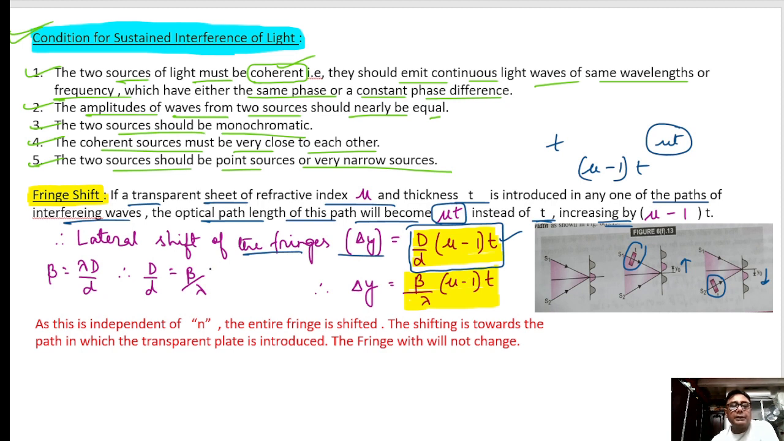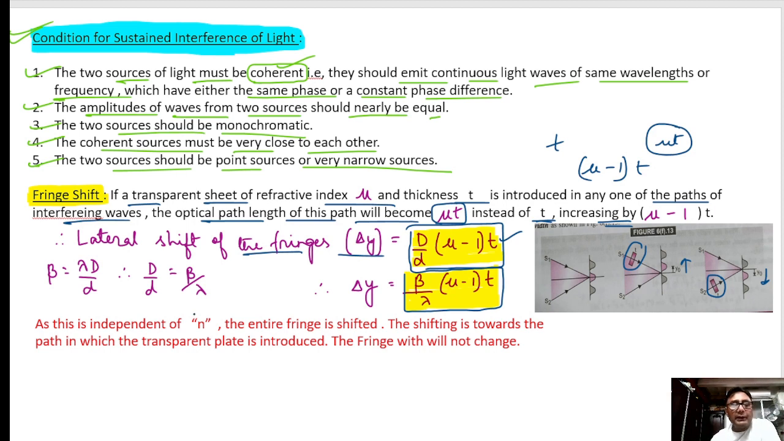So d by D is beta by lambda. That means the fringes will shift by this much distance towards the ray where the material was introduced. The path difference will be this. Okay, so it will be d by D into (mu minus 1) t, and beta equal to lambda D by d.